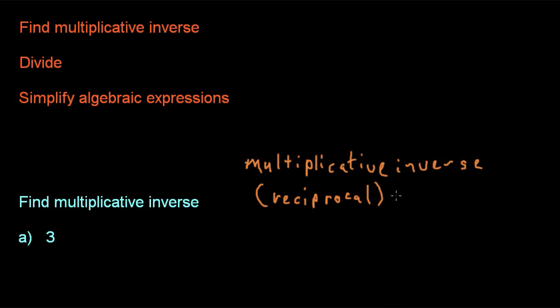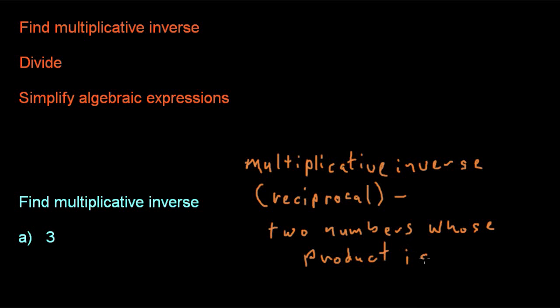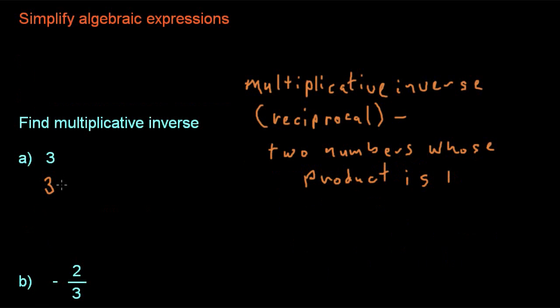And multiplicative inverses, if we were talking in plural, would be two numbers that when you multiply them together you get the number 1. So two numbers whose product is 1. And so to find a multiplicative inverse, we just need to find the second number who will make the first number's product be 1. So in this case 3, what number times 3 gives us 1? Well, 3 times 1/3 does give us 1.